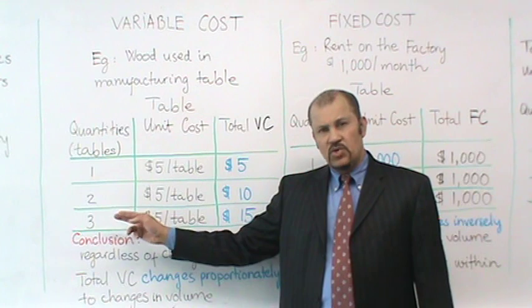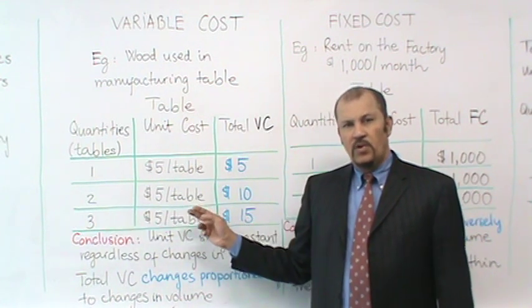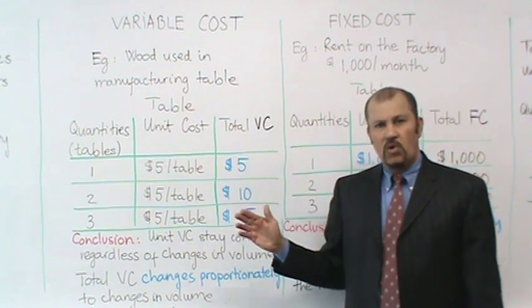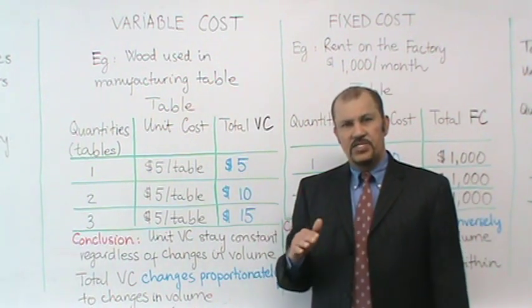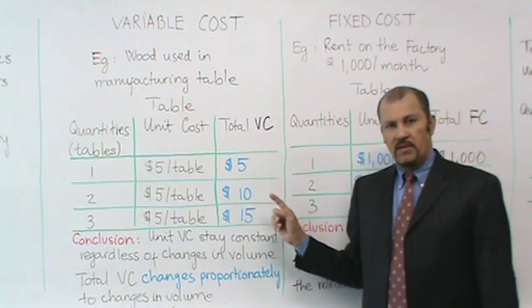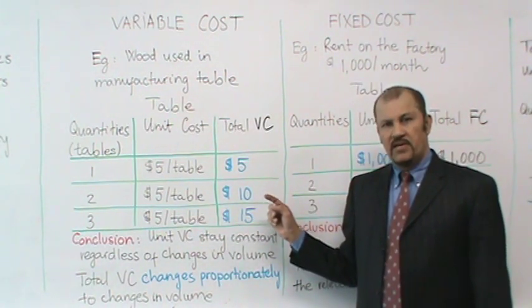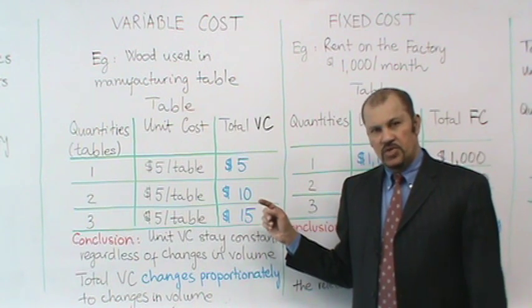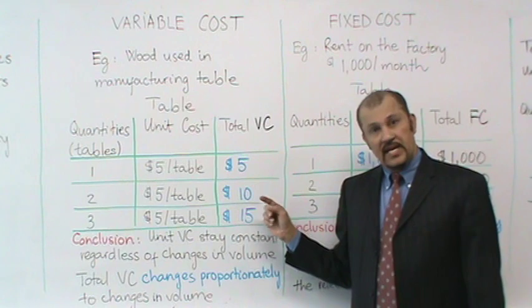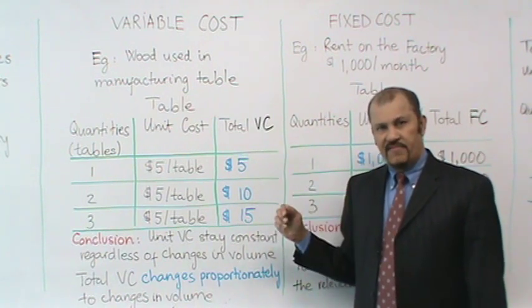When we manufacture two tables, the amount of wood used per table is still $5. So our unit variable cost stays constant, does not change, at $5 a table. But look at what happens to the total wood cost, the total variable cost, when we manufacture two tables. The total wood cost now has changed to $10 from the earlier $5.